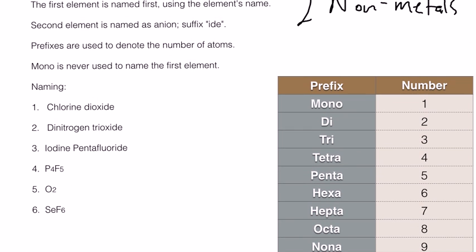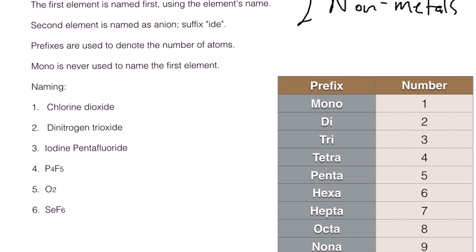So I put a few practice problems here that we could work through together real quick. Chlorine dioxide: chlorine symbol, Cl, and then dioxide. Di meaning two, and oxide is oxygen, right? So ClO2 would be the chemical formula for that. Now, this next one, we have dinitrogen trioxide. Dinitrogen, so N, and the prefix di just means there are two atoms, so N2, and then trioxide, so O3. So N2O3 would be our chemical formula for dinitrogen trioxide.